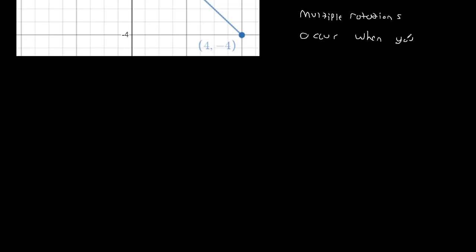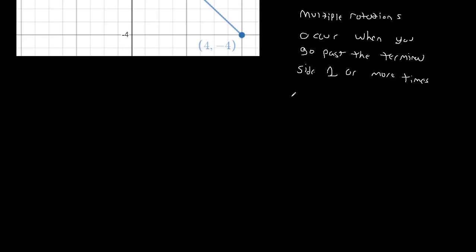When you go past the terminal side one or more times. So let that sink in for a second. Multiple rotations occur when you go past the terminal side one or more times. And again, think about that idea of a 720 on a skateboard or a snowboard, right?